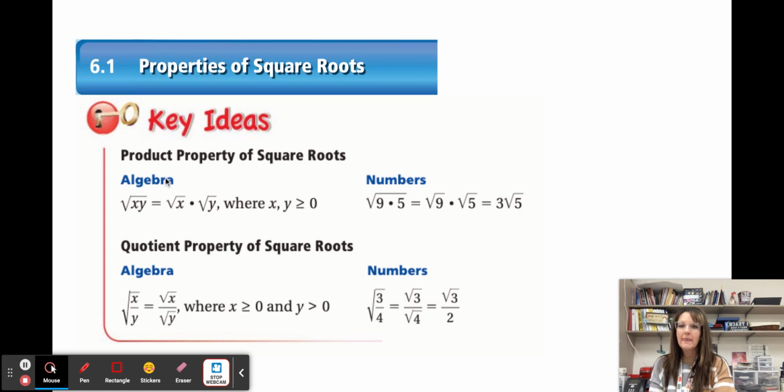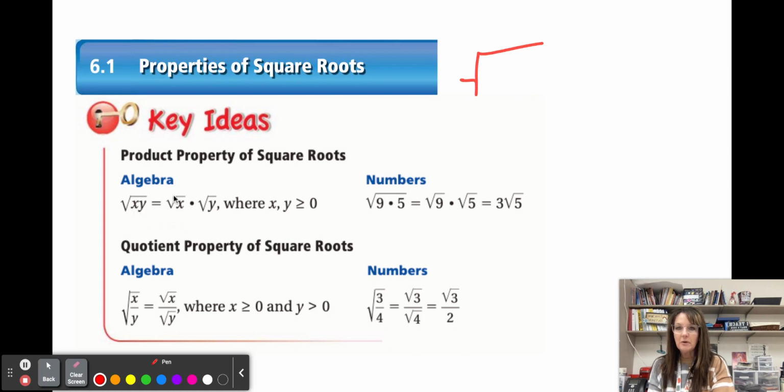and the quotient property. So when you have the radical symbol, the square root symbol, underneath is what we call the radicand. So we have x, y underneath. We can simplify that. It means the square root of x times the square root of y. All right? And we're talking where x and y are greater than or equal to 0. So let's look at what that means in numbers.